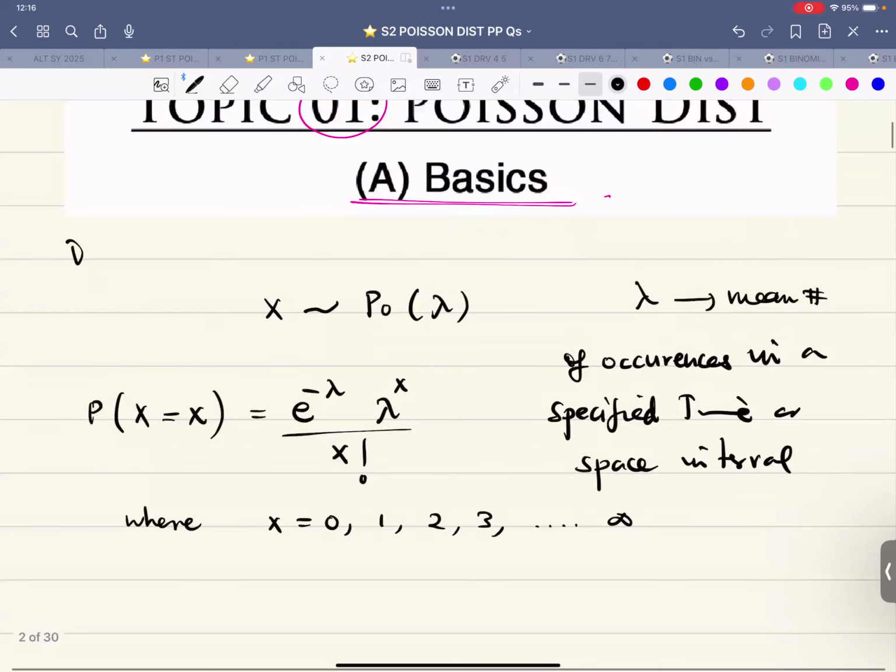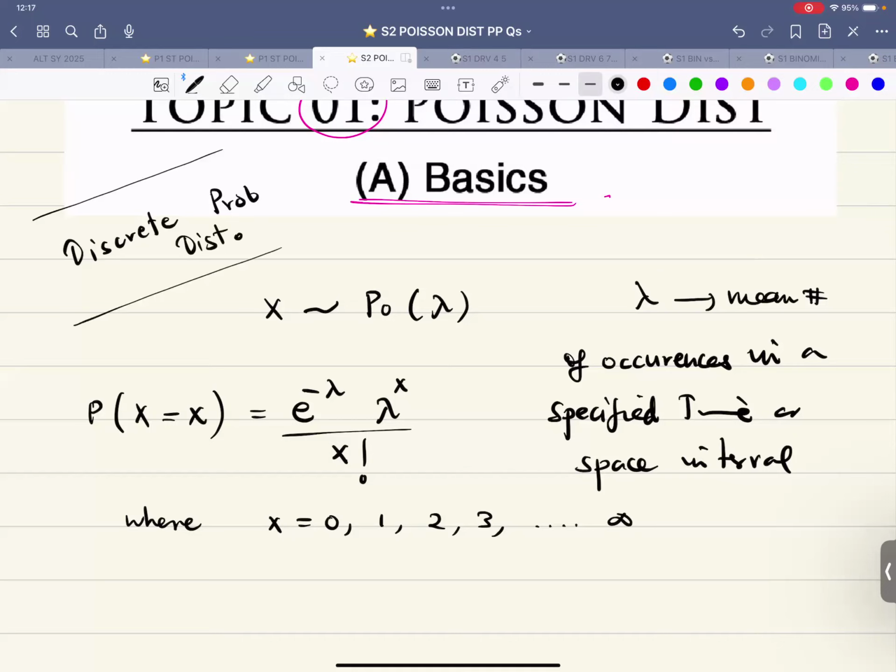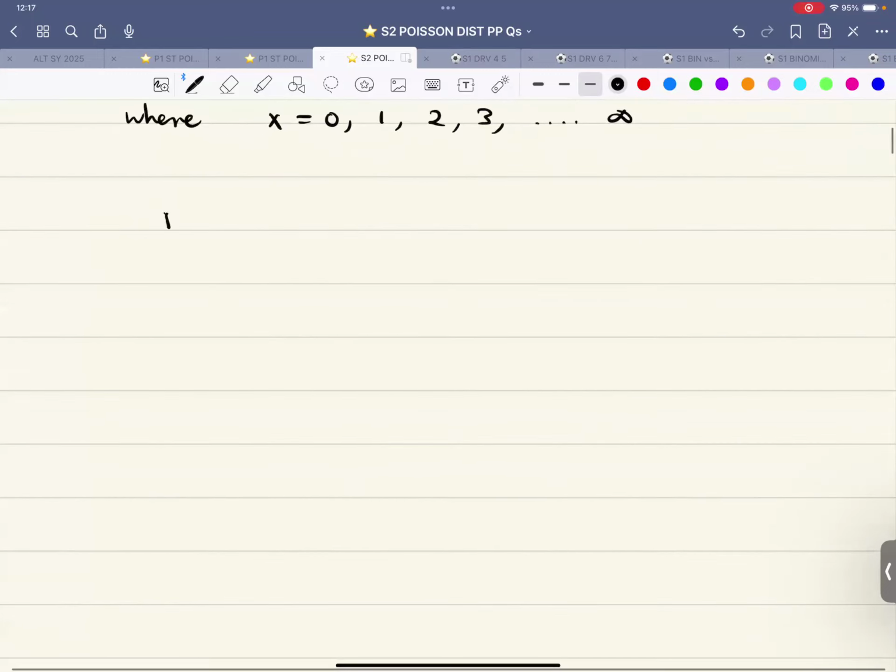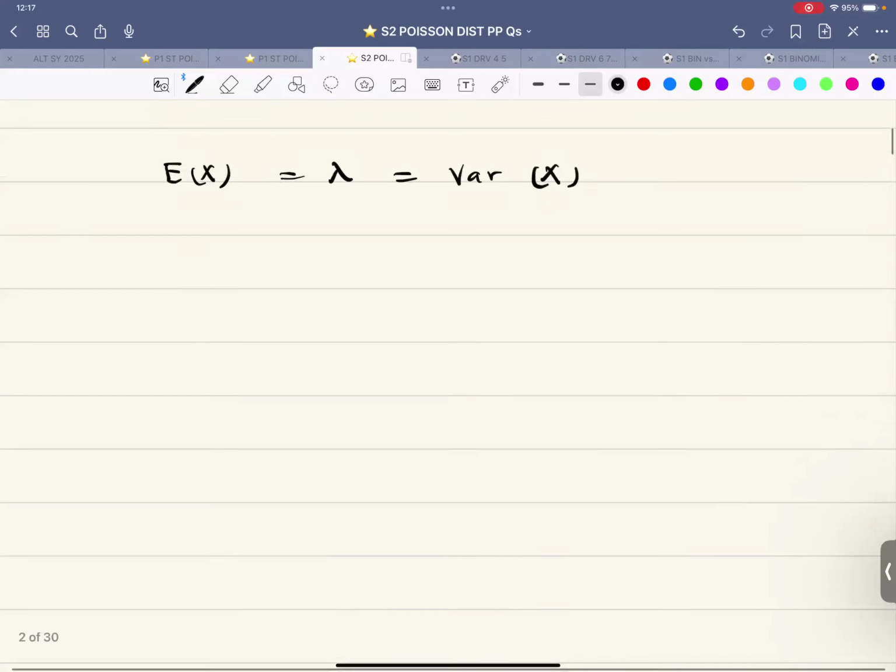It's a discrete probability distribution, just like binomial, just like geometric. We know that the expectation of X is lambda, so is the variance of X. There are two things that you have learned in Poisson. The first one is Poisson approximation to binomial.